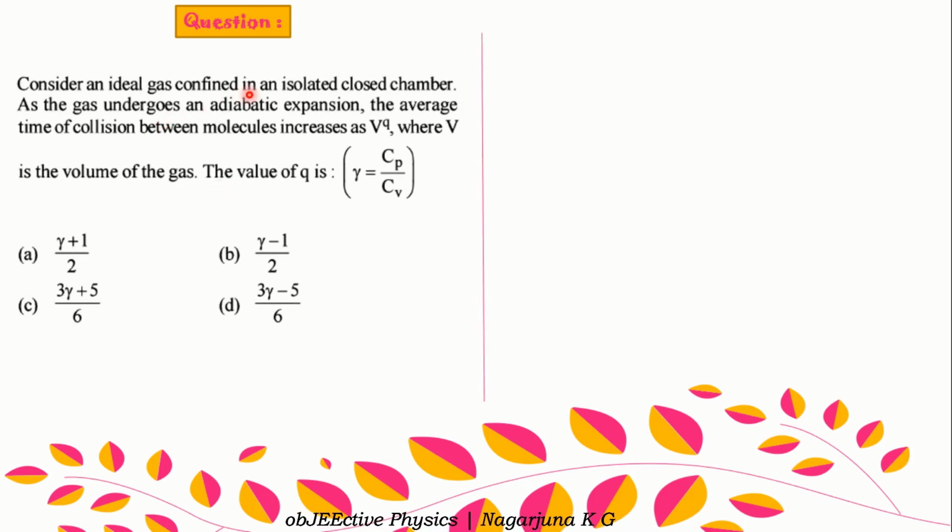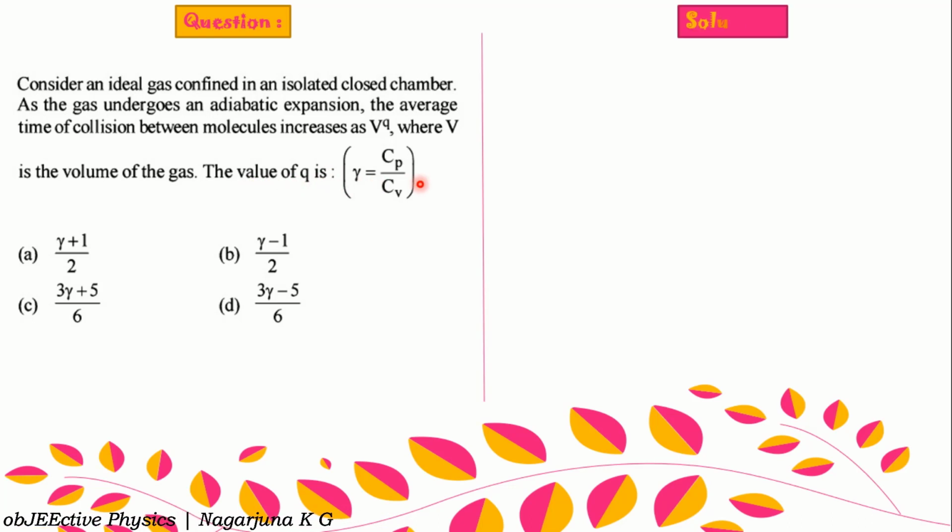Consider an ideal gas confined in an isolated closed chamber. As the gas undergoes an adiabatic expansion, the average time of collision between molecules increases as V to the power Q, where V is the volume of the gas and the value of Q is, where gamma is equal to Cp by Cv.